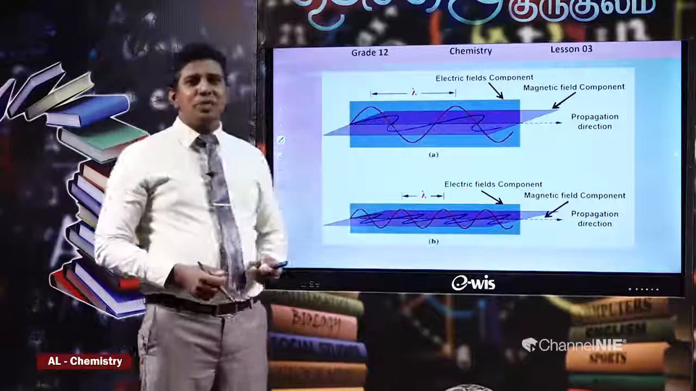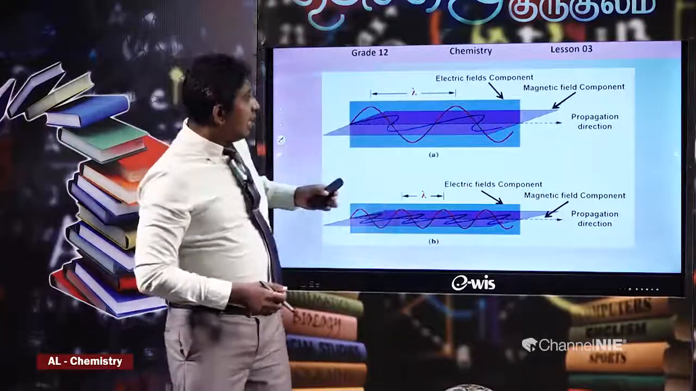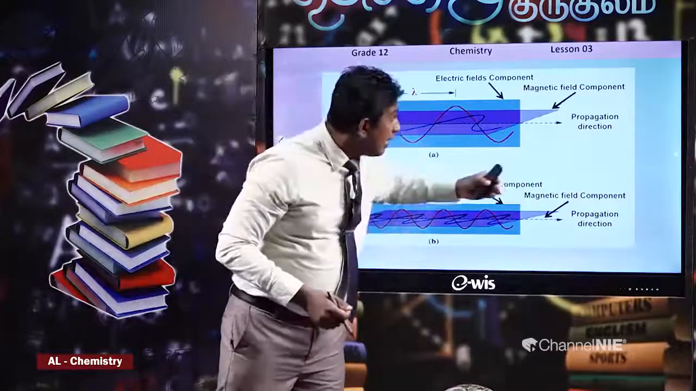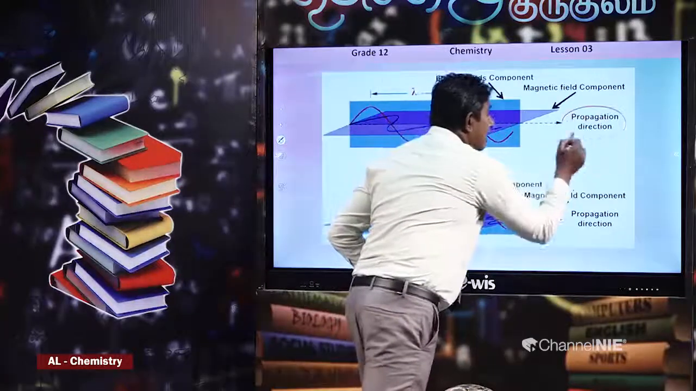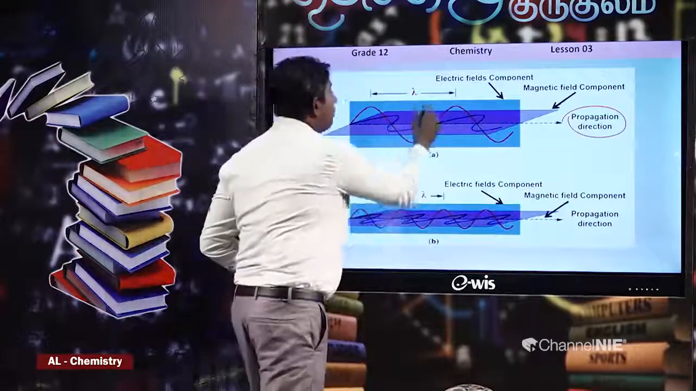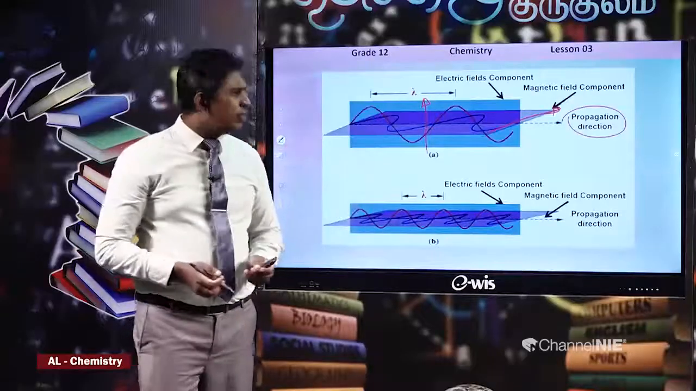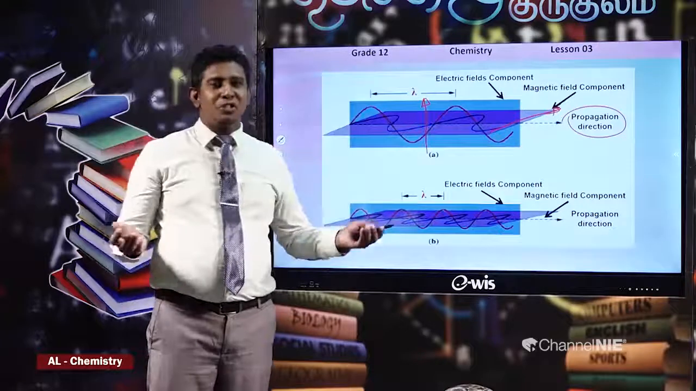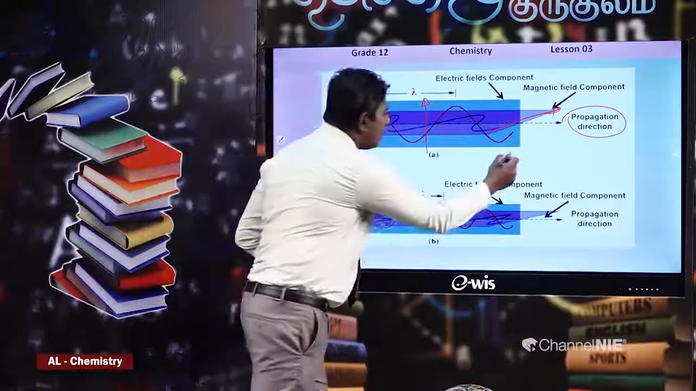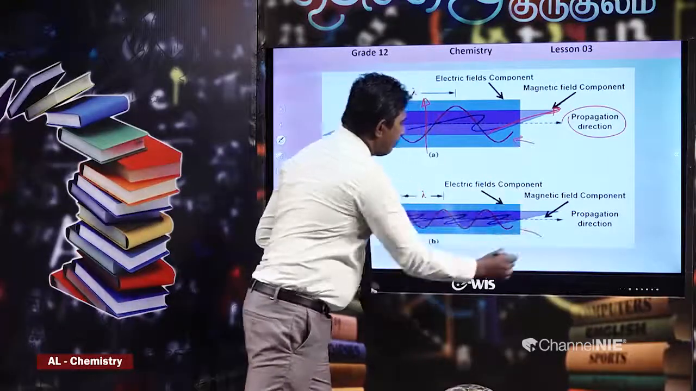Okay. Then students, this is the propagation direction. It is perpendicular, you have another perpendicular. So, those are the two fields, two oscillating fields. So, students, it's electromagnetic radiation. What's the difference between this and this?